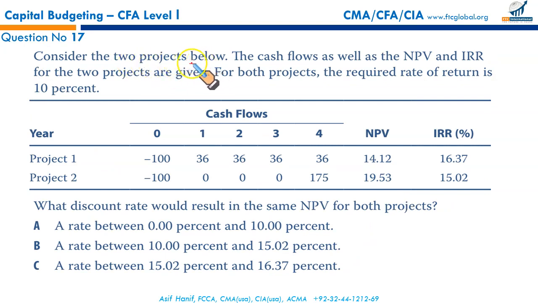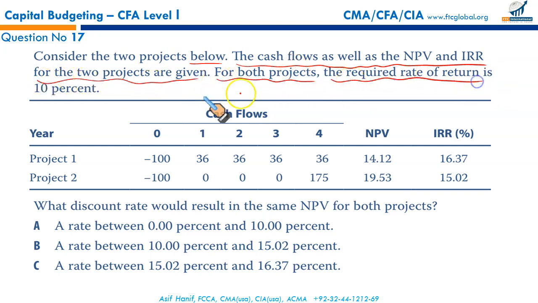Consider the two projects below. The cash flows as well as the NPV and IRR for the two projects are given. For both projects, the required rate of return is 10%. Project 1, initial outflow, inflow. This is NPV, this is IRR. For project 2, the cash flow occurs at the end of year 4, no cash flow in the first 3 years, and NPV is higher and IRR is lower. What discount rate would result in the same NPV for both projects?